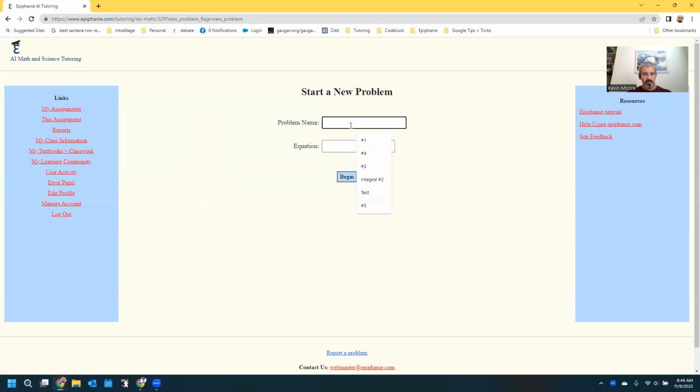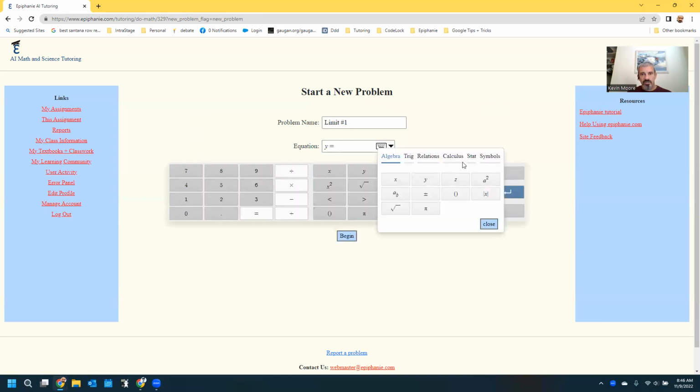So let's start a limit problem, limit number 1. And I'm going to enter y equals, as I always do. And oh, I go to my functions and limit is not here. I'm expecting to have this by the end of the month, but it's not currently in the system.